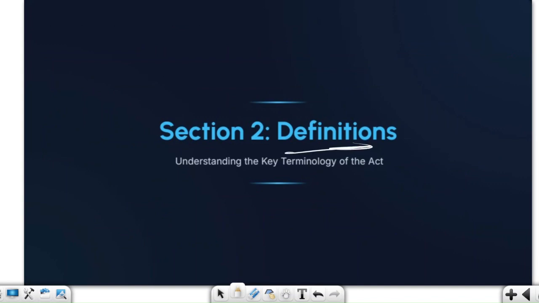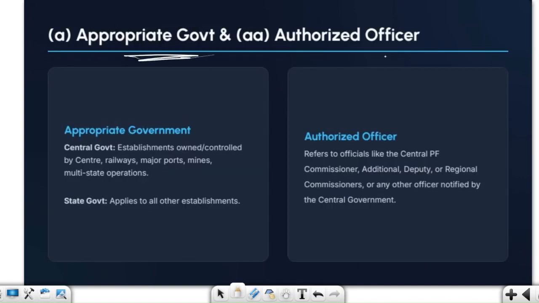Section 2, definitions. Here we are talking about the appropriate government as well as authorized officers. Let us take an organization and call it Smart Tech Limited. It has a factory, workers, managers, employees, EPF, pension fund, insurance fund. Now we will identify each legal term.